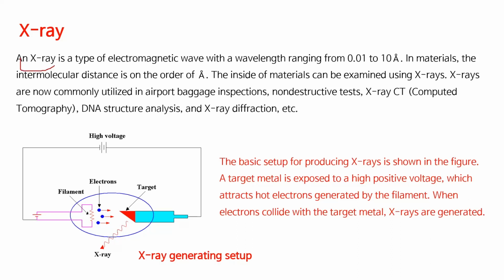An X-ray is a type of electromagnetic wave with wavelengths ranging from 0.01 to 10 angstrom. In materials, the intermolecular distance is on the order of angstrom. The inside of materials can be examined using X-rays.